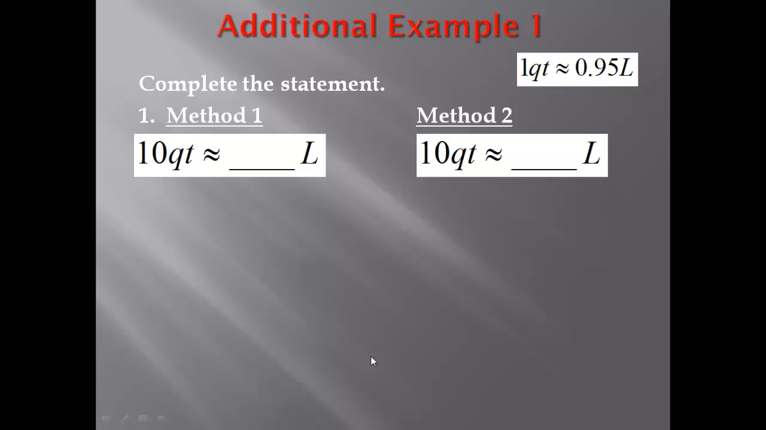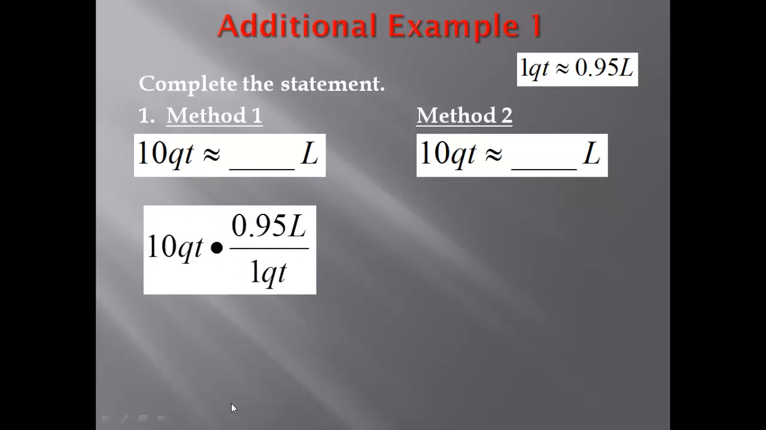The first method was using a conversion factor. So we're going to have 10 quarts is approximately blank liters. For this problem, we're going to write out 10 quarts, and we're going to multiply it by our conversion factor. Remember, you can put a 1 under 10 quarts to make it a fraction. And when we're writing our conversion factor, since quarts is on the top of the first one, it needs to be on the bottom of the second one. The number that matches up with quarts is a 1, and then we'll write liters on the top, 0.95 liters.